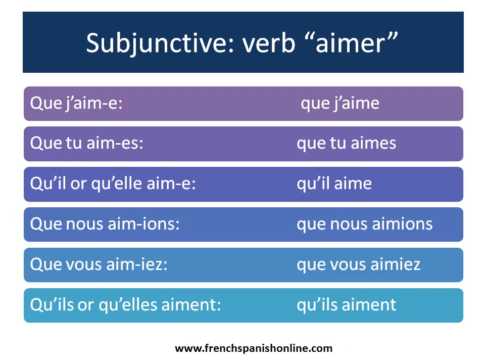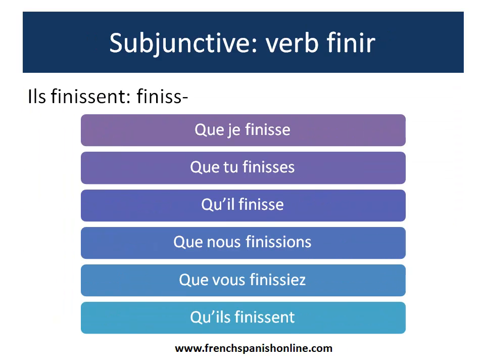Let's take another verb, the subjunctive of the verb to finish, finir in French. So they finish is ils finissent. You drop the ending, you have your stem, and with the subjunctive ending, you've got que je finisse, que tu finisses, qu'il finisse, que nous finissions, que vous finissiez, qu'ils finissent. And all these verbs are regular. So let's see now some irregular verbs because they are important.